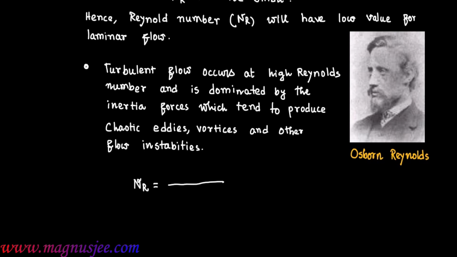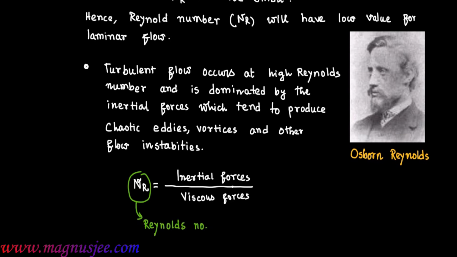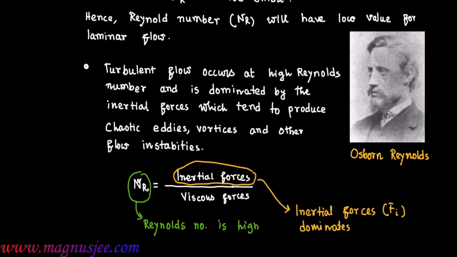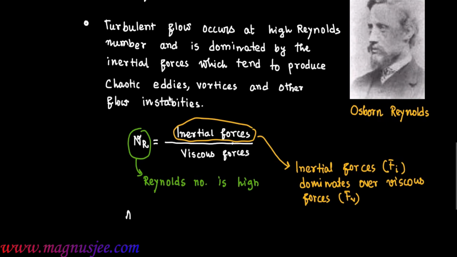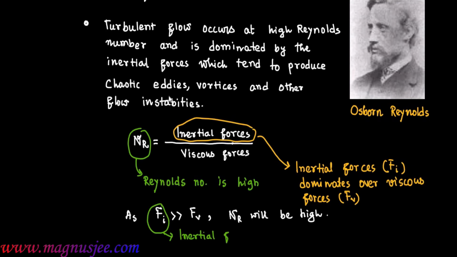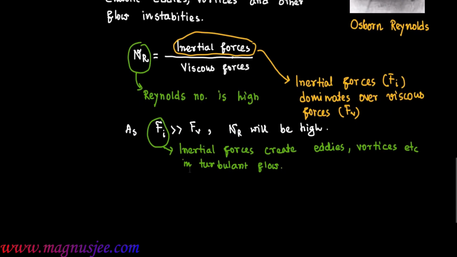This turbulent flow is dominated by inertial forces, and in this case Reynolds number NR is equal to inertial forces divided by viscous forces. Here Reynolds number NR is high if inertial force Fi dominates over the viscous drag or viscous forces Fv. As Fi is much greater than Fv, Reynolds number NR will be high. Fi is the inertial forces which create eddies and vortices in the turbulent flow of fluid or liquid.